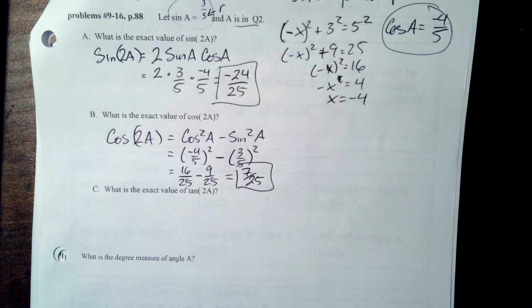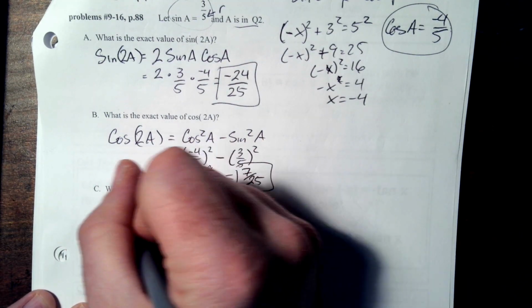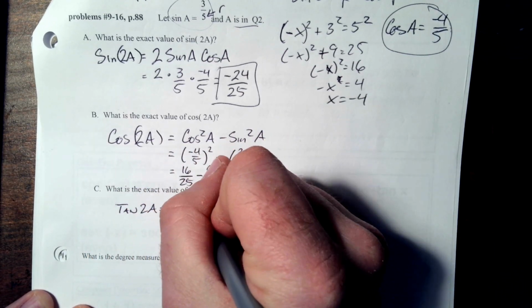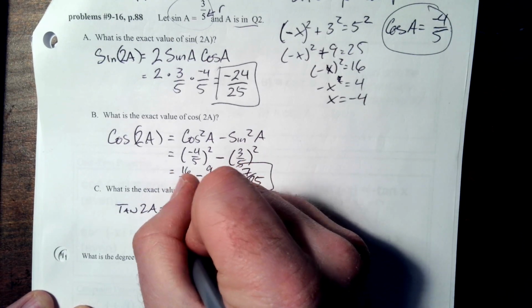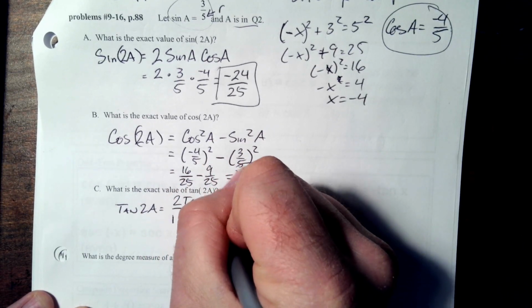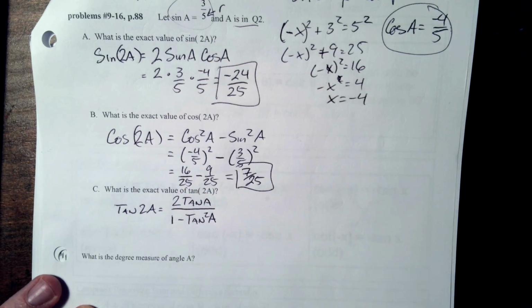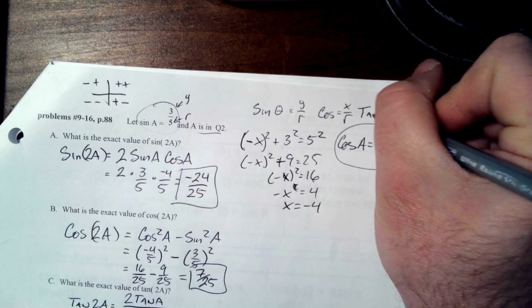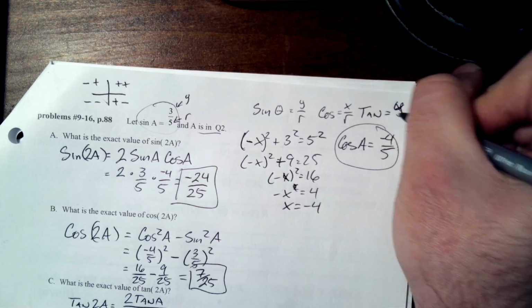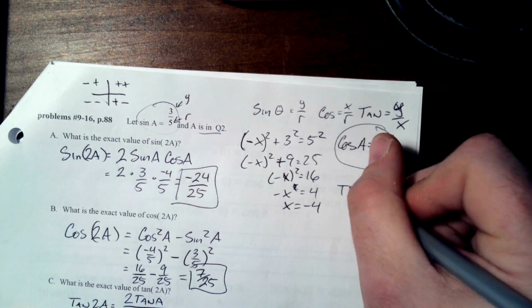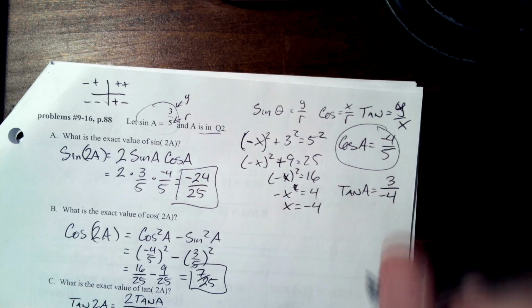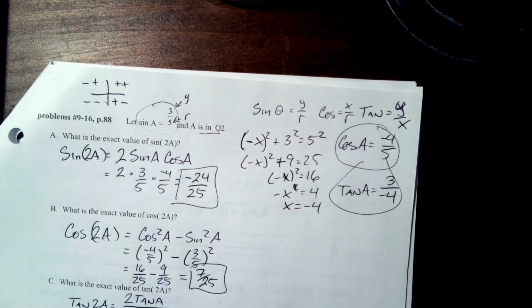To get the exact value of the tangent, we're going to need to find the tangent of the angle itself, because our formula says that the tangent of 2 times an angle is going to be 2 times the tangent of the angle divided by 1 minus the tangent squared of the angle. So if we go back to our x, y, and r ideas, remember that tangent is y over x, and since we already know that y is 3 and x is negative 4, then the tangent is negative 3/4.